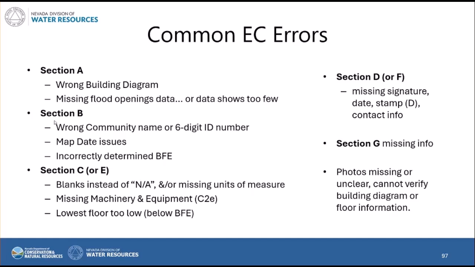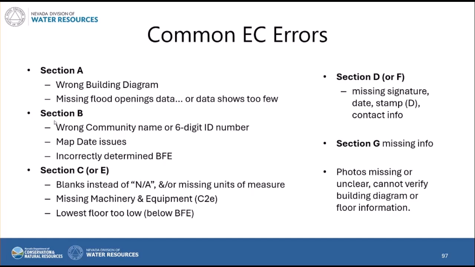Missing machinery and equipment is often done, especially if they're collecting that finished construction EC too early. And then not checking all the numbers against the building diagram and the BFE, and ending up with a lowest floor that is too low. Too low, I mean below the BFE. If the person filling out section C forgets to sign, stamp, certify or date the appropriate section, that's a common EC error we see.